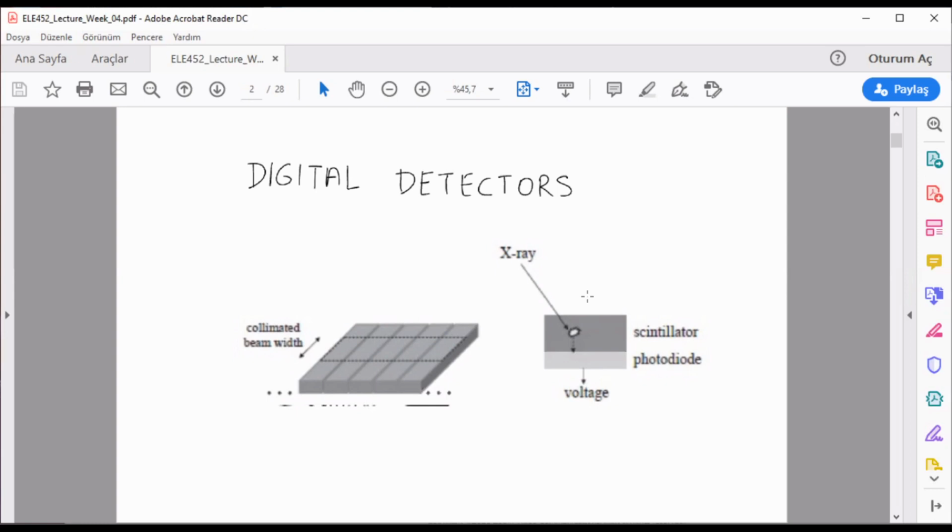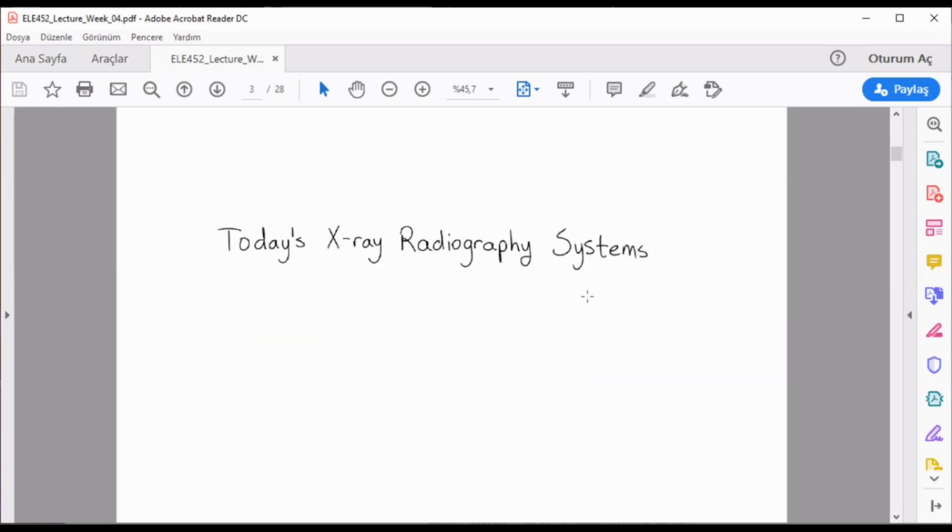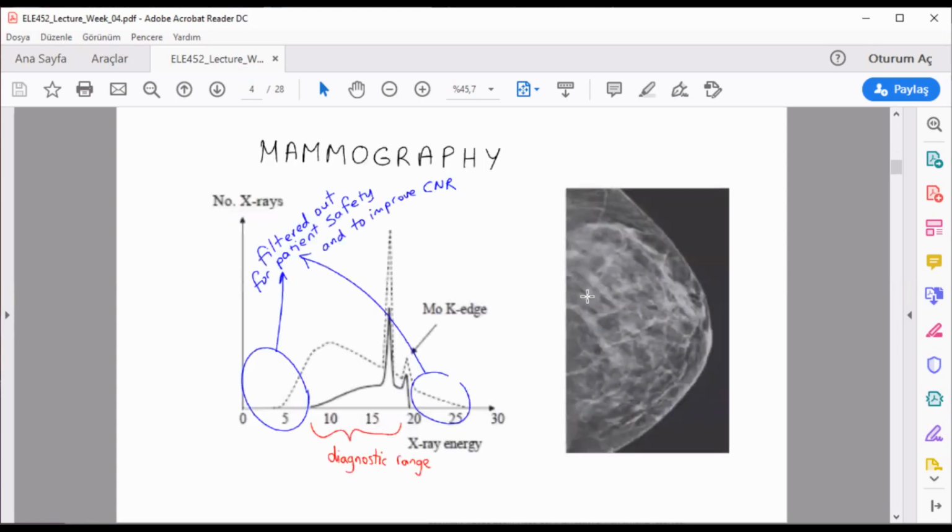They are accomplished by so-called detectors. In all imaging systems, detecting is the first step of the imaging. Here are samples of various X-ray systems which can be seen or utilized in the clinical environment. This one is mammography.